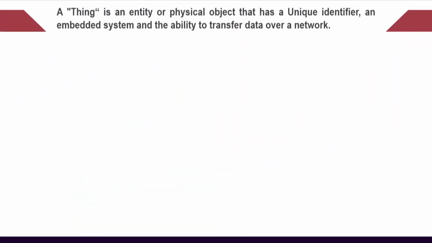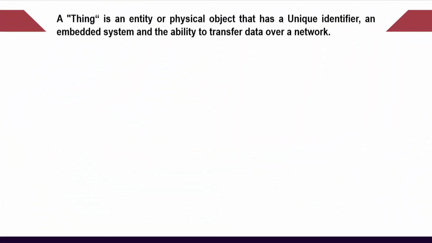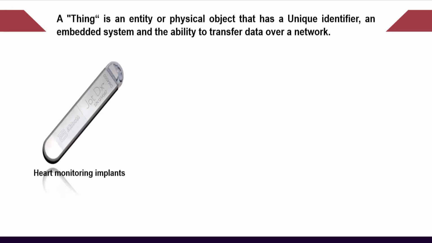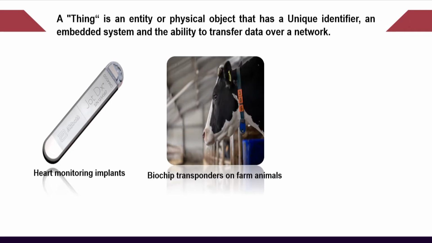Now, a thing is an entity or physical object, as I have already discussed, that has a unique identifier. The unique ID should be there in all the things or all the objects. It also has an embedded system and the ability to transfer data over a network. For example, heart monitoring implants, or biochip transponders on farm animals. Nowadays in cows and hens and all these animals, farmers are using biochip transponders so that they can monitor the health of the farm animals.